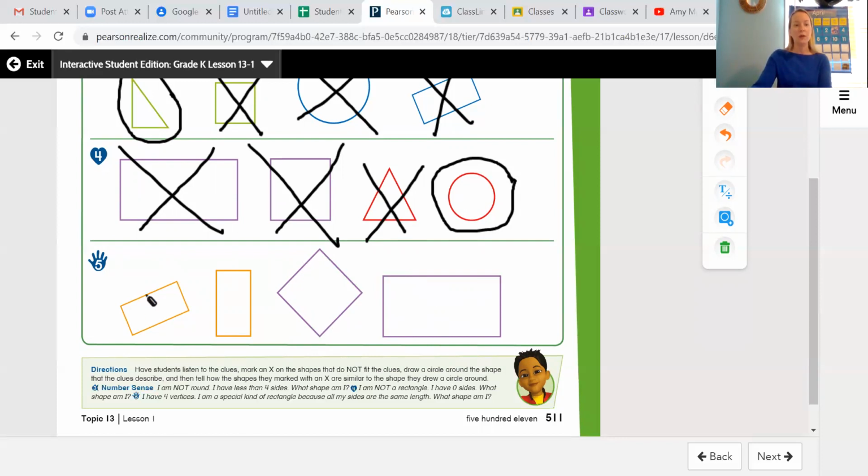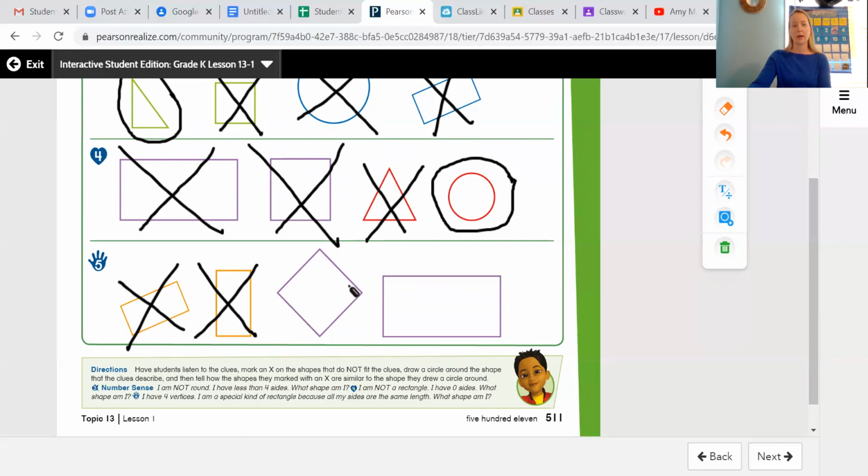There's the clue. Does this shape have all 4 sides the same length? Nope, we're going to cross him out. These 2 are the same length, and these 2 are the same length, but they're not all 4 the same length. Does this rectangle have all 4 sides the same length? Nope, we're going to cross him out.